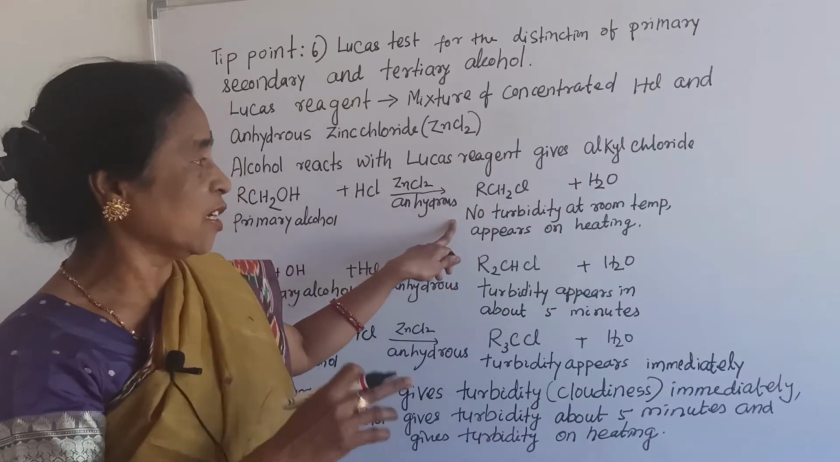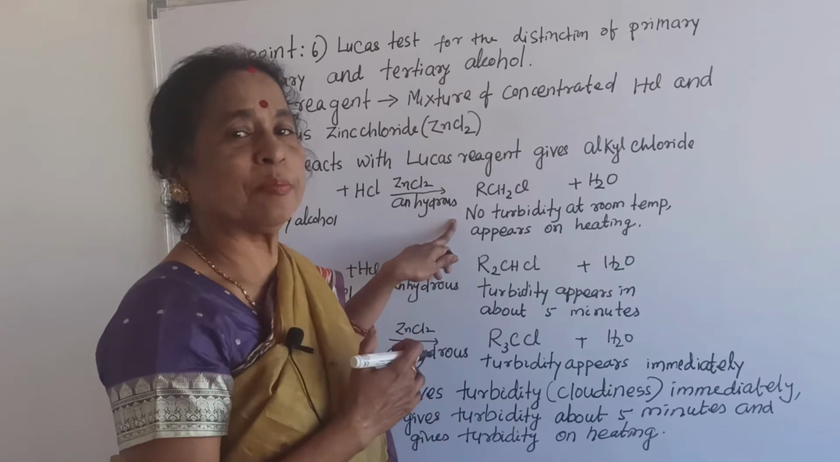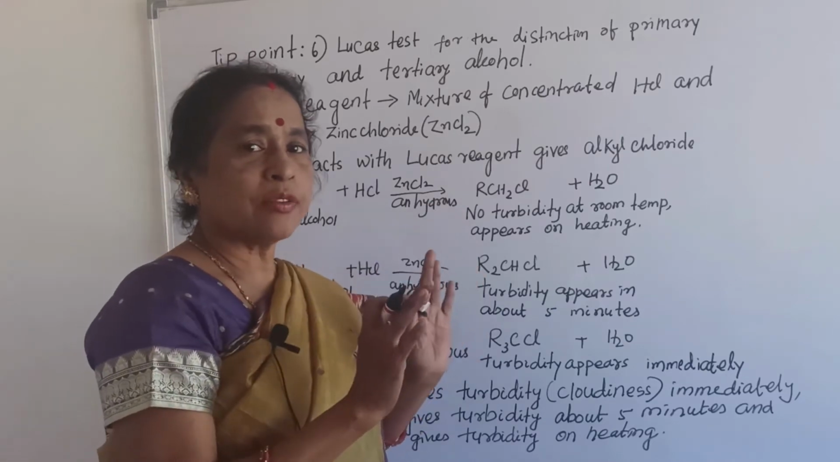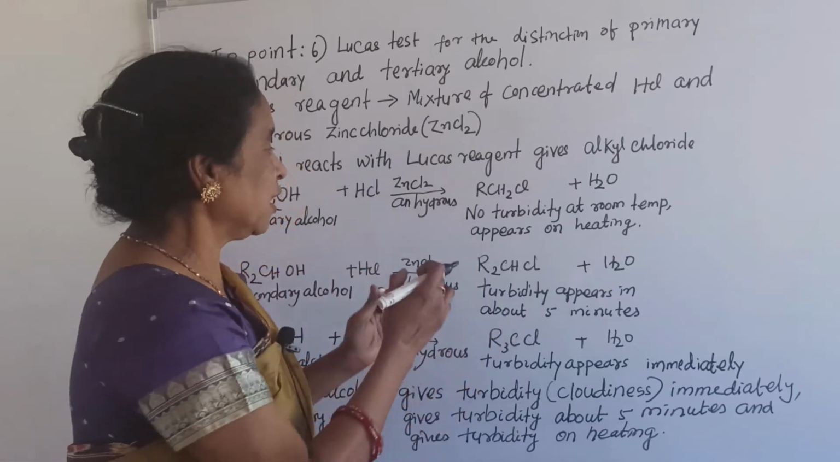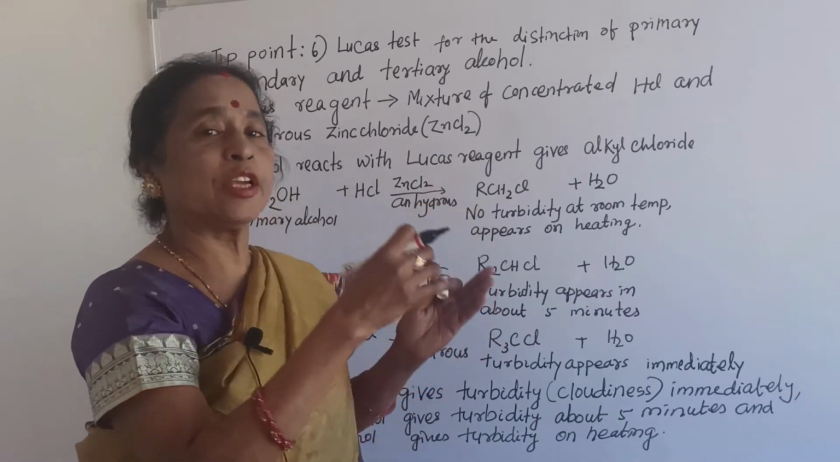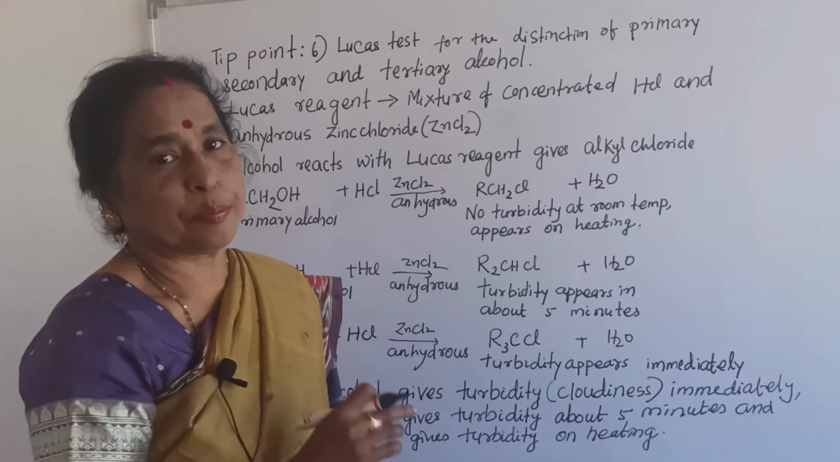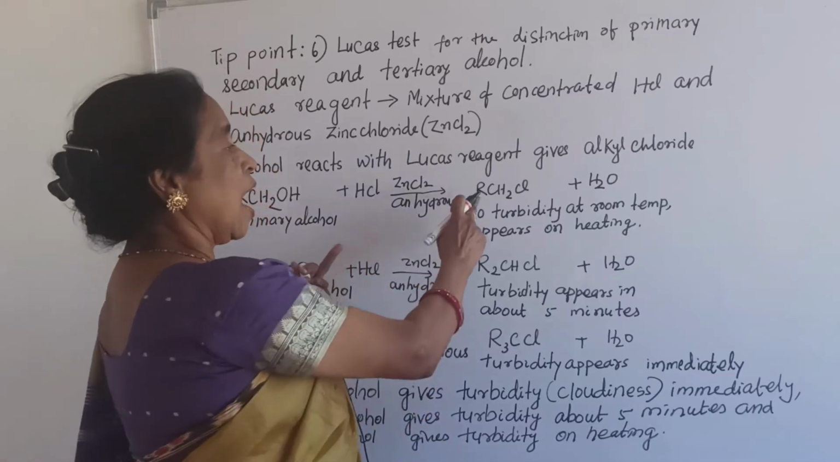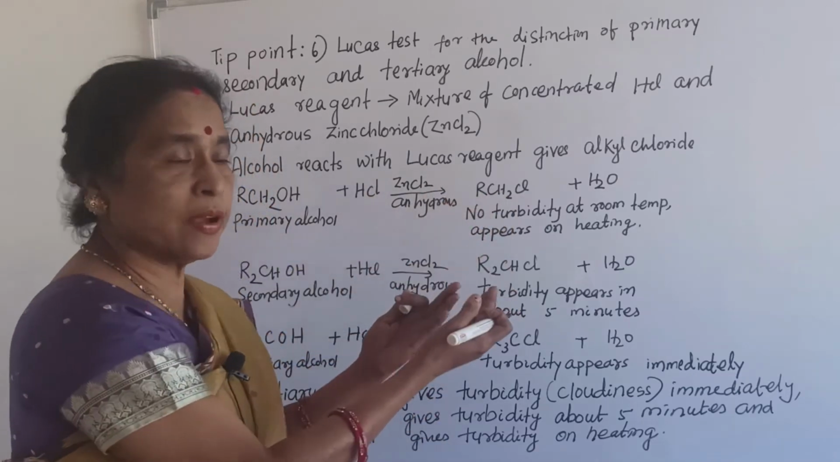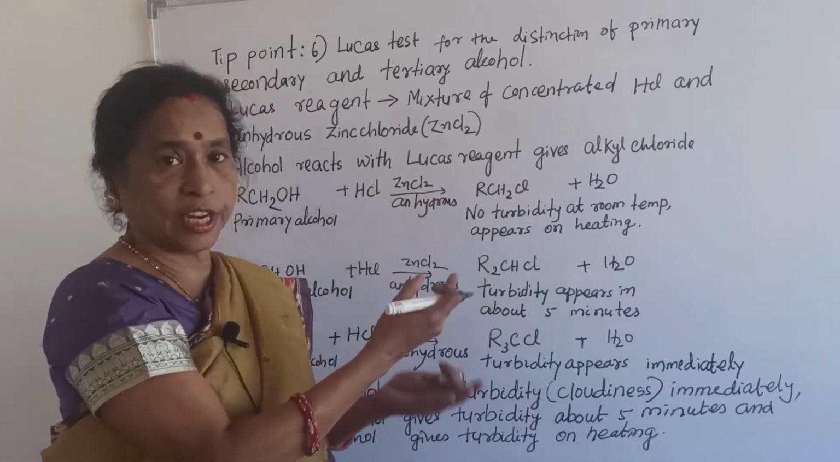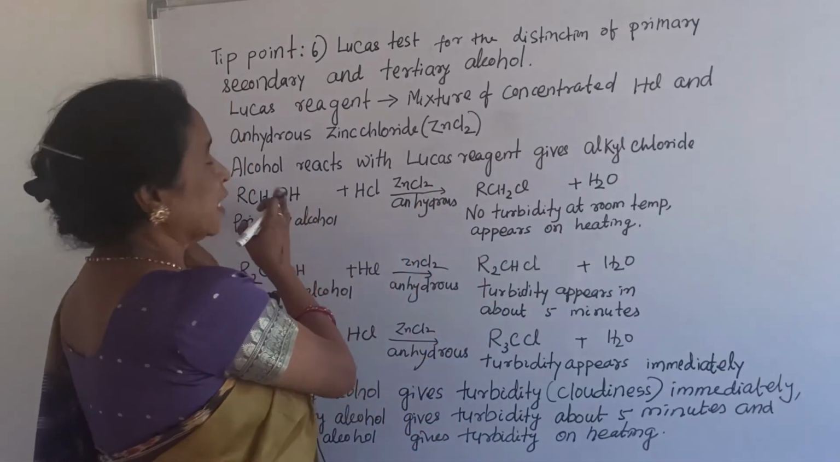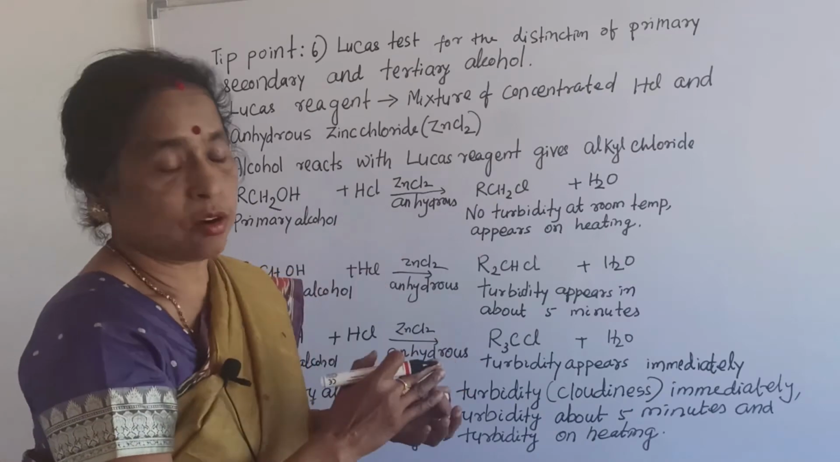What is written here? No turbidity at room temperature. Ordinarily, you can't find the turbidity. That means it appears on heating. You will heat it, and then only the turbidity appears. This is primary alkyl halide. That means if it requires heating, it indicates that it is a primary alcohol.